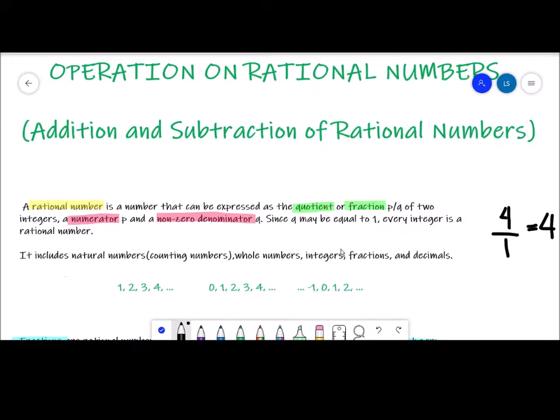Next, we have integers. Okay, so ayan ang integers. So, pwede tayong mag-start sa any negative number up to positive number. Kasali pa rin ang 0. And then we have fractions and decimals.